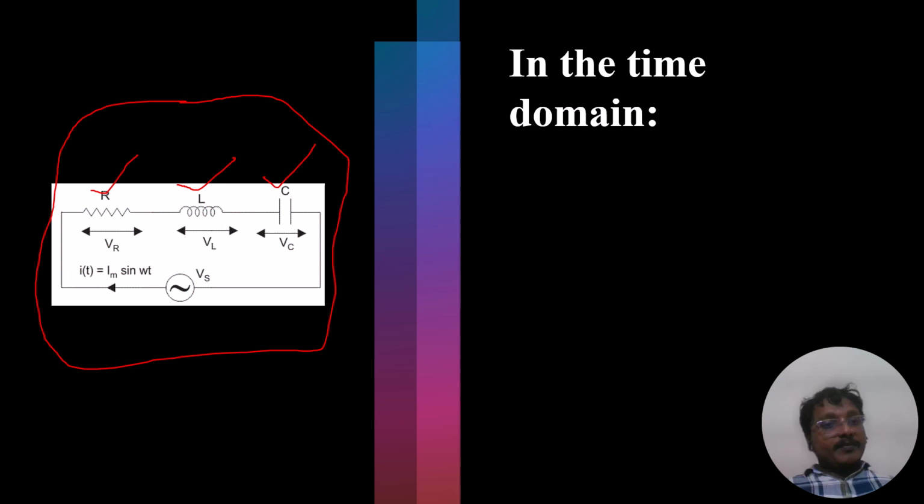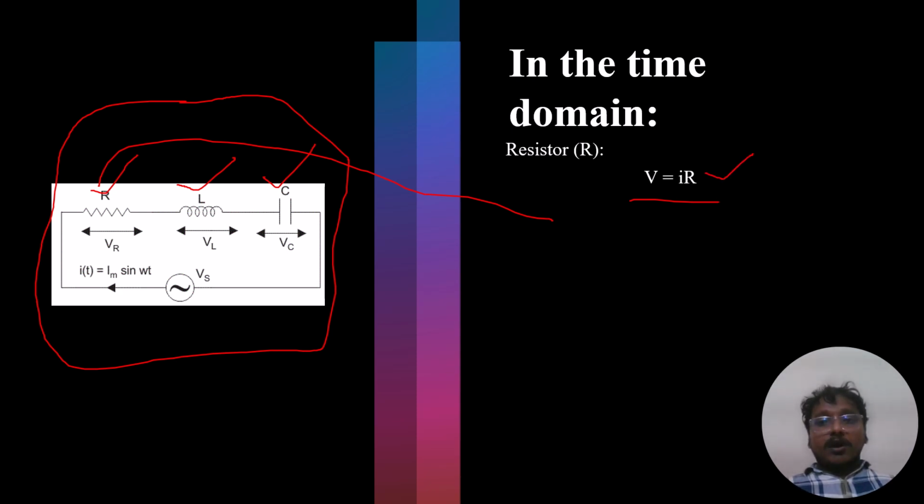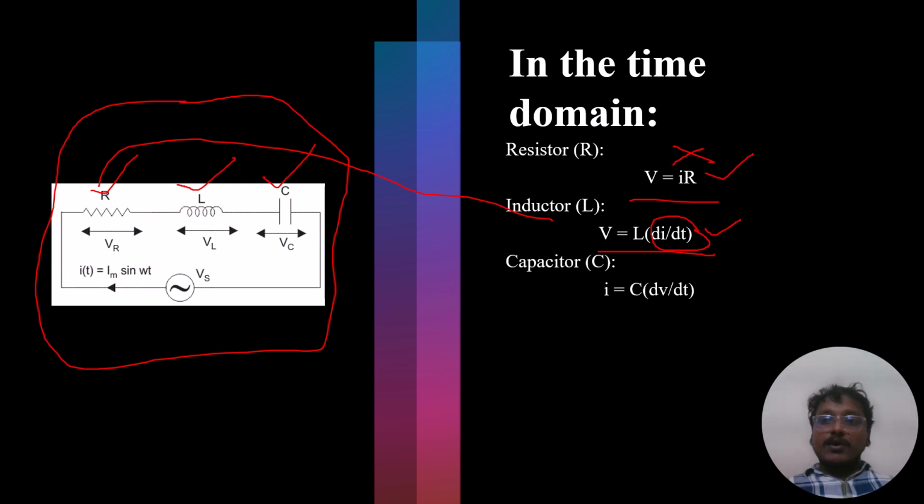First, with respect to the resistor, V equals IR, as we already know from Ohm's law. Similarly, with respect to the inductor, V equals L di by dt. The inductor always depends on time, but resistance will not depend on time, or only in very few cases. The next one is the capacitor, that is I equals C dV by dt. Here also it depends on time, so both depend on time.